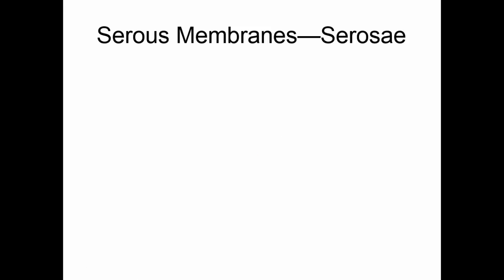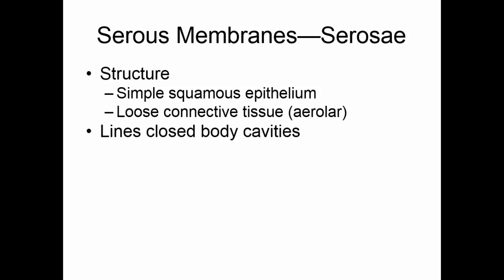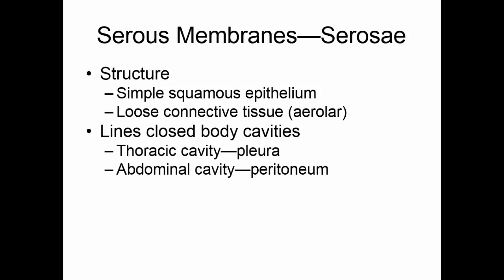Serous membranes, or serosa, are the third type of epithelial membrane. They too are a simple squamous epithelium over a loose connective tissue, usually an areolar connective tissue. These membranes line closed body cavities that do not have a natural opening to the outside. And there are three different ones. The thoracic cavity is lined with the pleura, the abdominal cavity is lined with the peritoneum, and there is a sac that surrounds the heart that is lined with the pericardium.